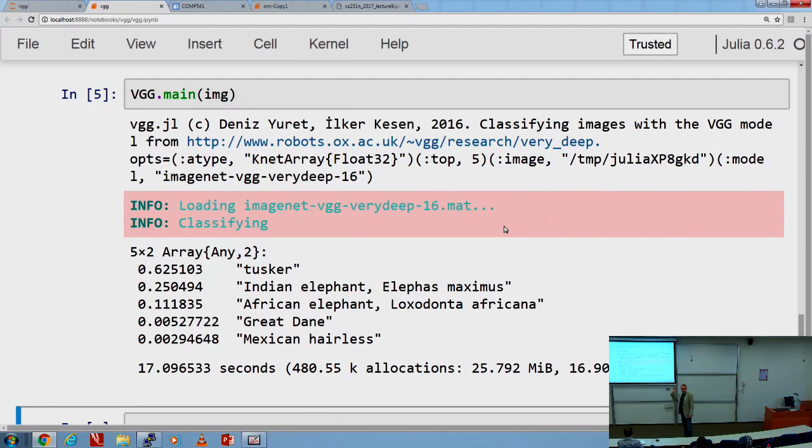So you can go to this page, run it on your laptop. You don't even need a GPU. Cut and paste any image from the internet, or give the URL as an argument, and you will see the output of the VGG model using this notebook.